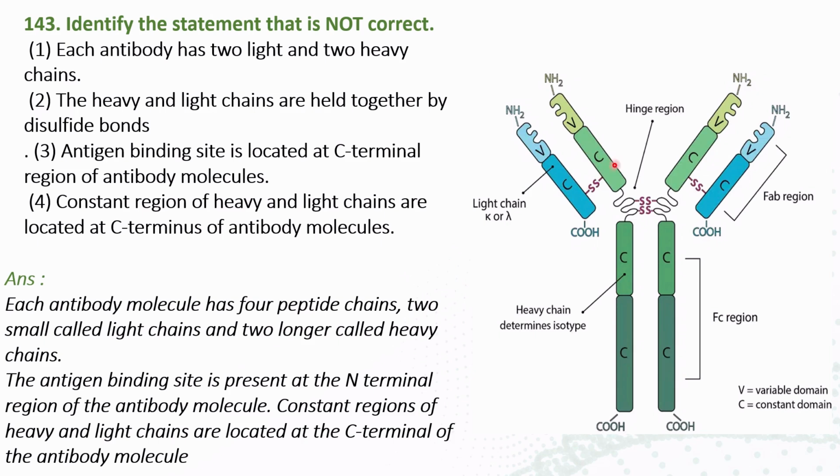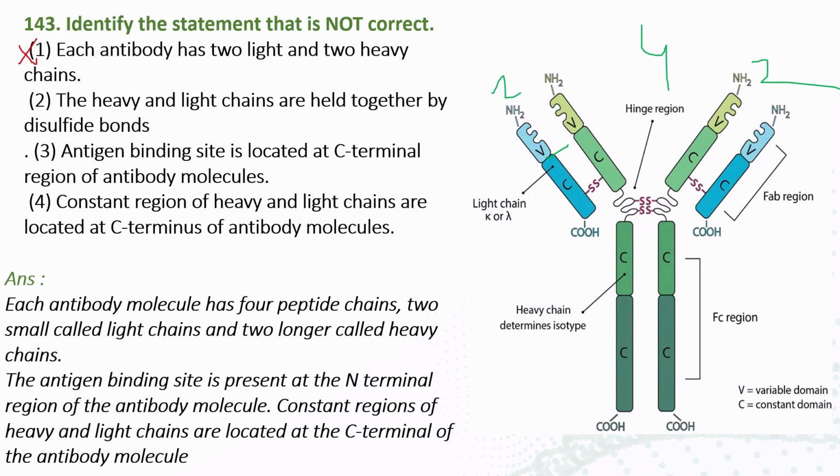Okay, so if you see the structure here, you can say that these are four light chains. Actually you can see that here two are there, and on this side two are there. So in total four light chains are there. So this option 1 is wrong. Why? Because there are four light chains and two heavy chains. So option 1 is wrong.